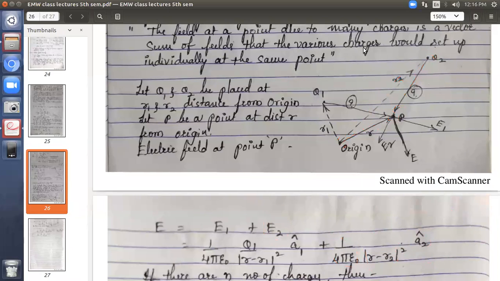So any doubts in both these, E1 and E2? Just remember the position vector calculations: the question mark R1 for the first triangle, and for the second triangle the question mark R2. Any doubts here? Please ask me. Understood. Okay.